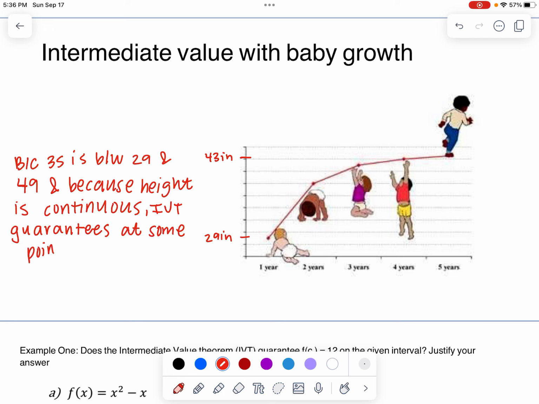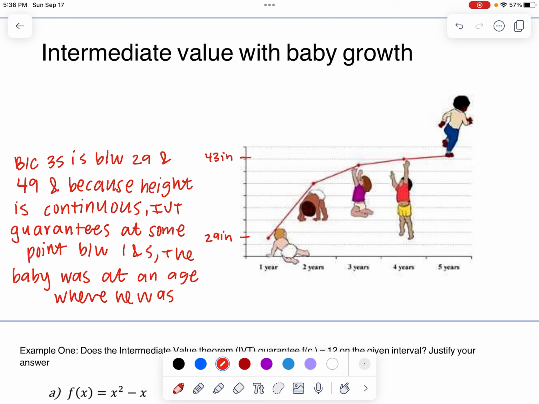between age 1 and 5, the baby was at an age where he was 35 inches. I don't know what age that was. It could be closer to 5 years. It could be closer to 1 year. I don't know where it is, but he had to at some point between 1 and 5 have been 35 inches because you don't just jump over that point. So that's what the intermediate value theorem is saying.